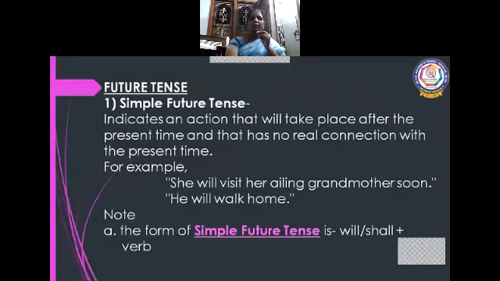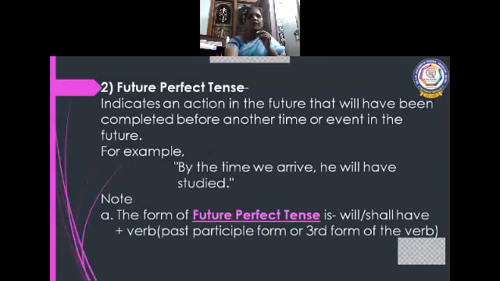So the form of a simple future tense is will or shall plus verb. Future perfect tense indicates an action in the future that will have been completed before another time or event in the future. For example, by the time we arrive, he will have studied. The form of the future perfect tense is will have or shall have plus verb plus past participle form or third form of the verb.